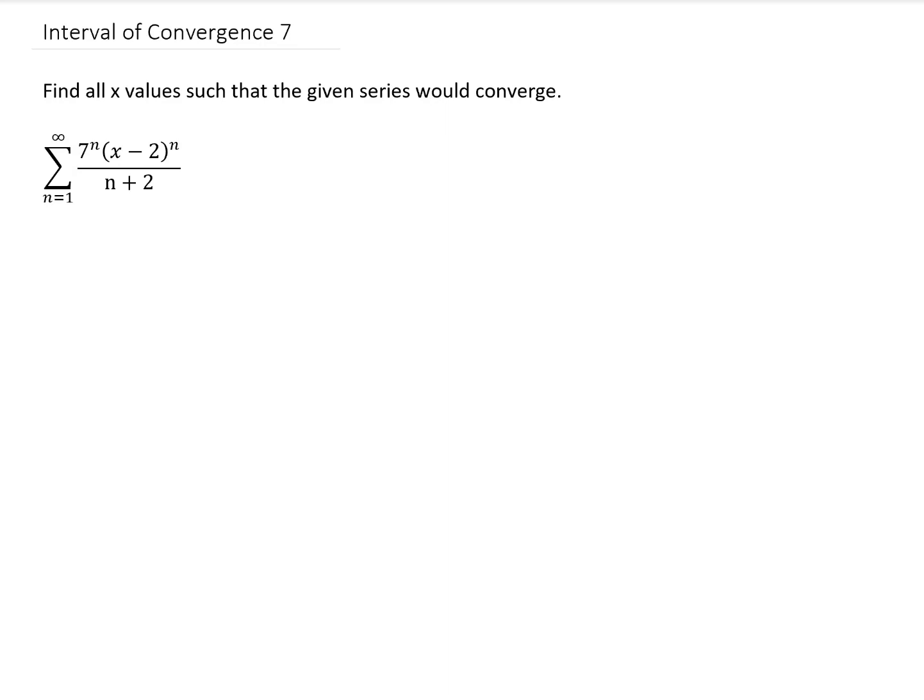We're going to find the interval of convergence again, and it's tempting to use the root test because these two terms have an nth power on them. However, this term down here doesn't have an nth power. I'm not sure I want to deal with that with the root test, so I'm just going to go ahead and use the ratio test.